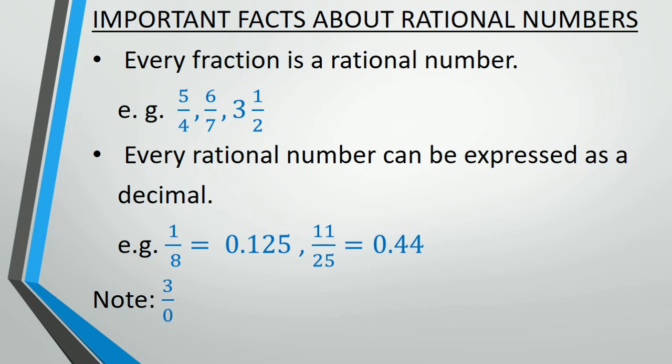Once again we note that 3 by 0, minus 2 by 0, 1 by 0, etc. are not rational numbers as division by 0 is not defined.